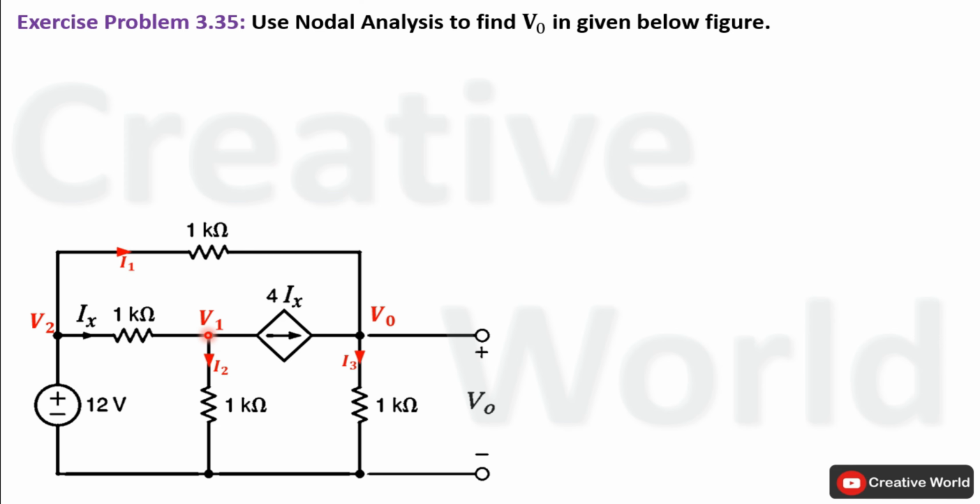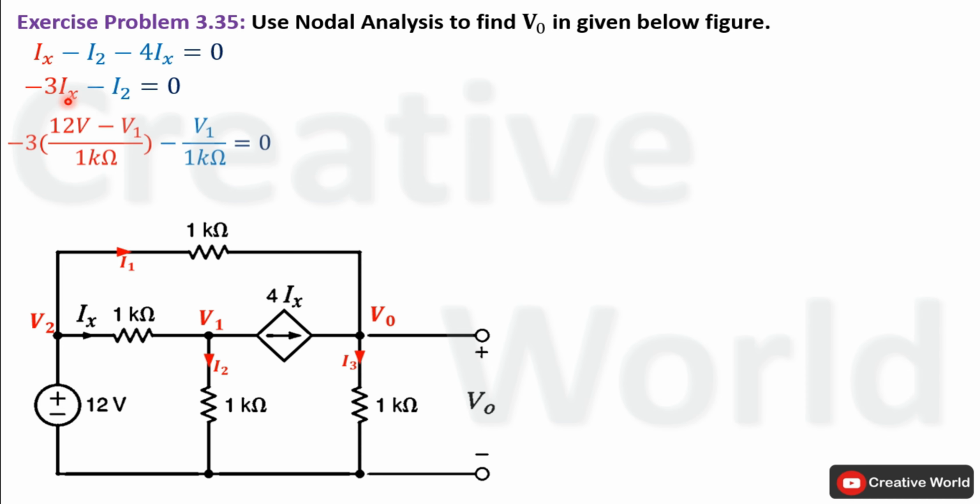Next we will apply Kirchhoff's current law on this node. On this node, one current is entering, Ix, while two currents are leaving, I2 and 4Ix. Leaving currents are taken with negative sign while entering current is taken with positive sign. Add minus 4Ix and Ix together, their sum will be equal to minus 3Ix. Now we have to replace these two currents with their respective equations. Current Ix is equal to the potential difference of these two node voltages divided by the value of resistance. Here V2 is equal to 12 volt, so 12 volt minus V1 divided by 1 kilo ohm will be equal to Ix. Similarly, I2 will be equal to V1 divided by 1 kilo ohm.